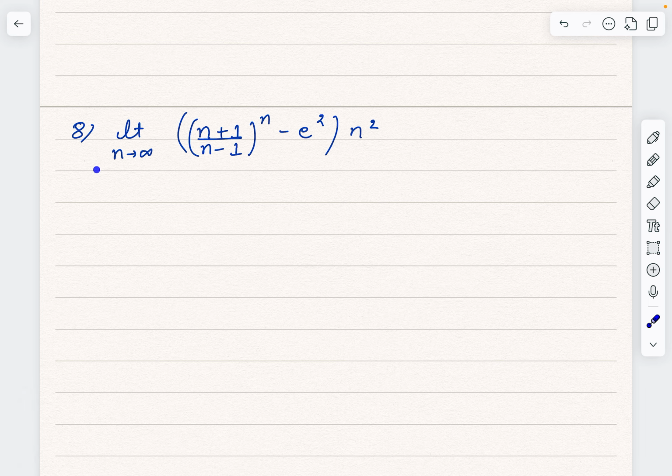Limit n tends to infinity, ((n plus 1) by (n minus 1)) whole raised to power n, minus e square, into n square. You can pause and give it a try. Let us start discussion now.